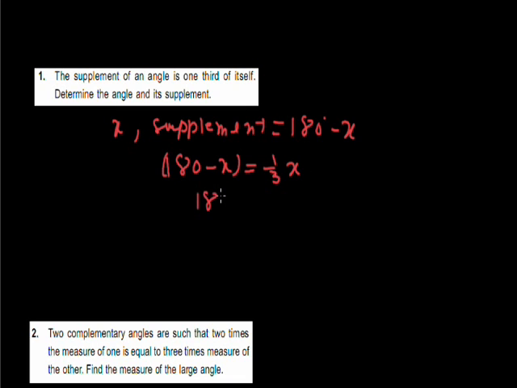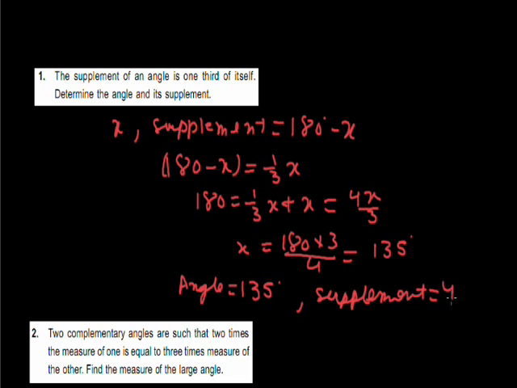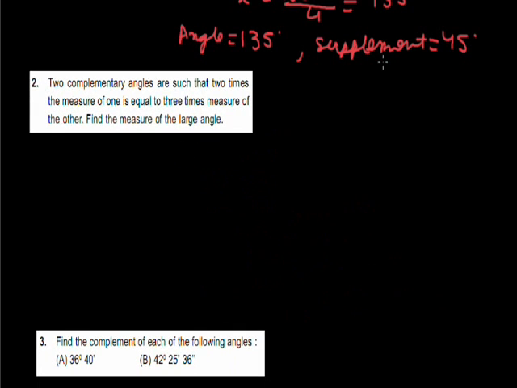So we get 180 equal to one third of x plus x, which is equal to 4x by 3. So we get x equal to 180 into 3 by 4, which is equal to 135 degree. So the two angles are: the angle is equal to 135 and its supplement is equal to 45 degree.